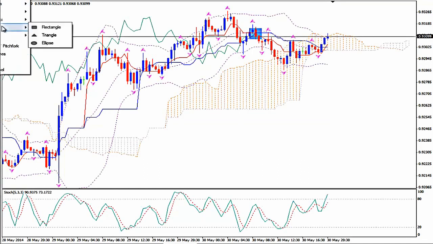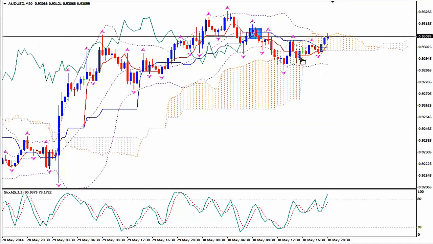I will insert. In this case, we had it here, then it made some additional plunge, and it continued going upwards. So here we had the bullish price Tenkan-sen cross on M30. So that's what we are looking for.